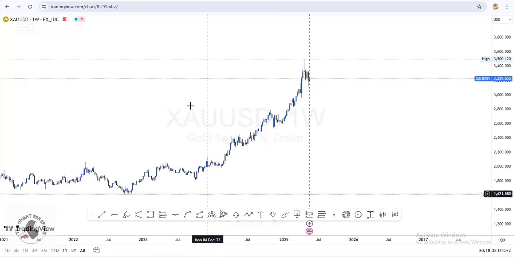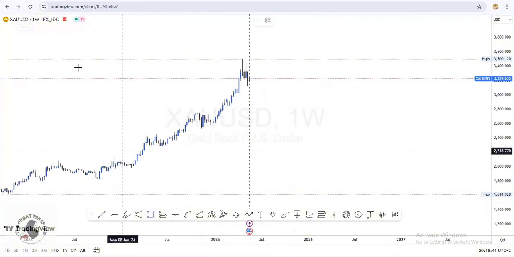So let's continue. This is the 1 week time frame. On our 1 week time frame, we're just going to identify this highest point here.